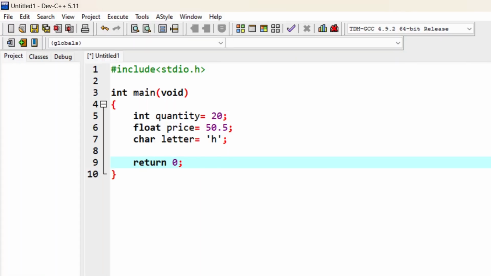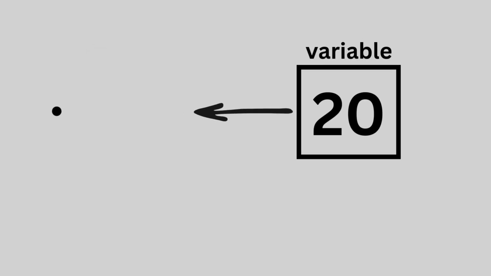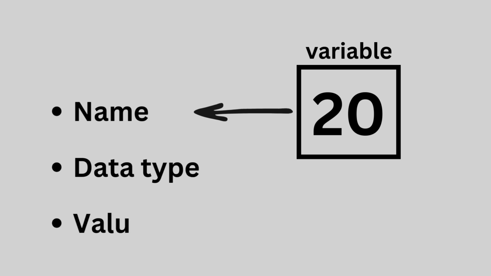In this video, I'm going to discuss variables in the C language. A variable is a location in memory where a value can be stored for use by a program. Each variable has a name, data type, and a value. We can identify each variable uniquely by using the name of the variable.